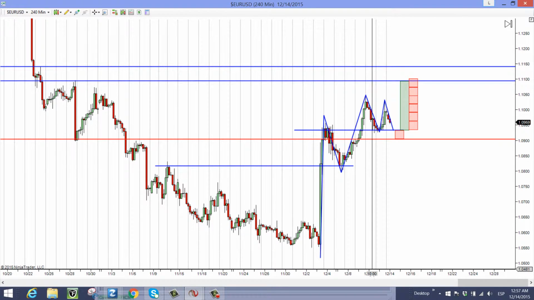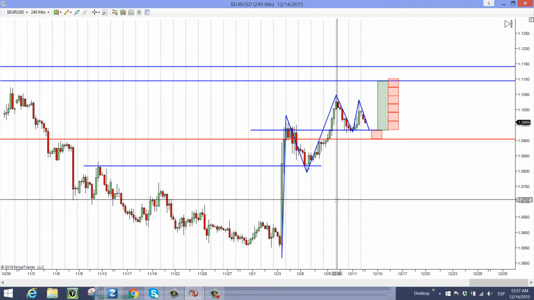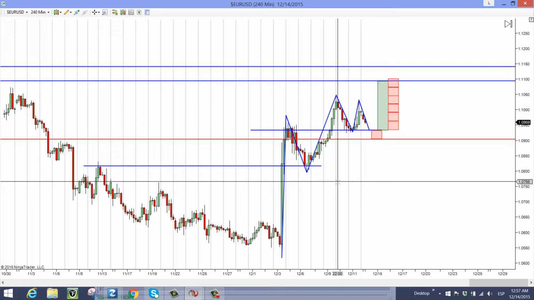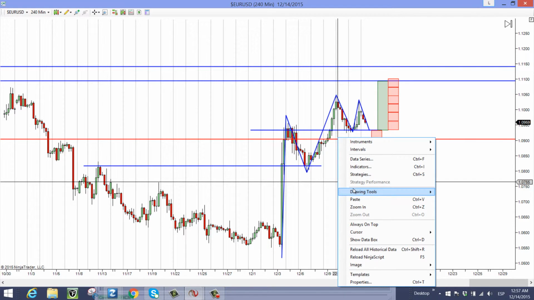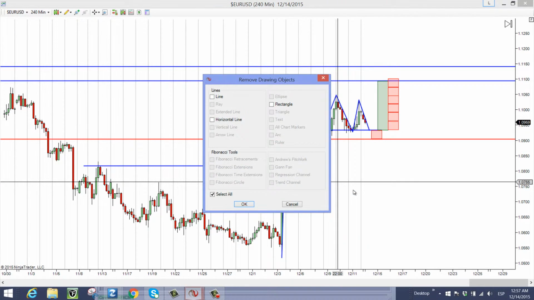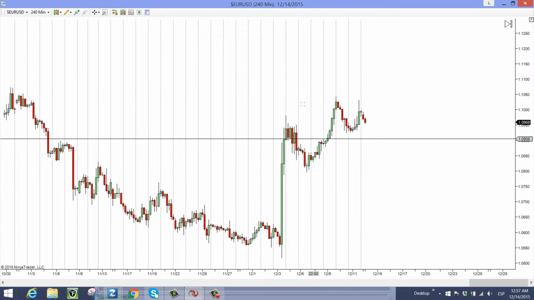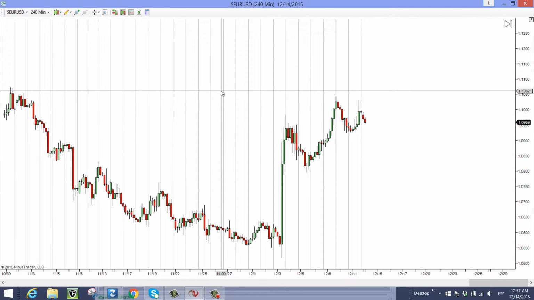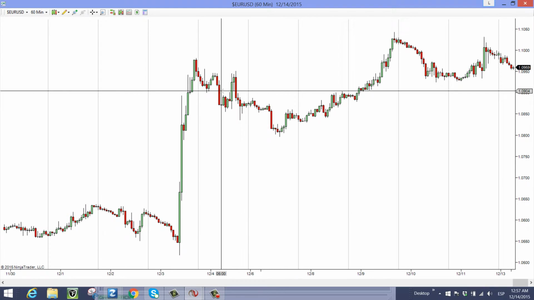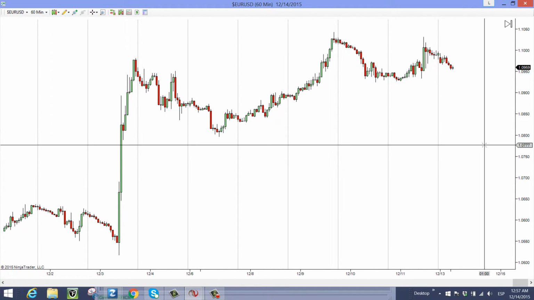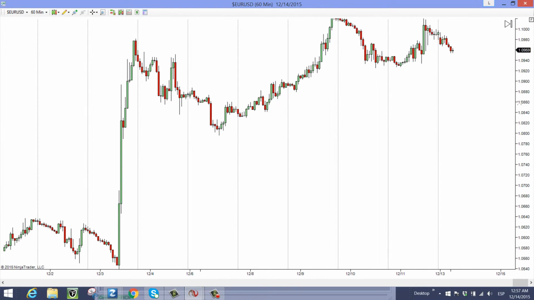Now let's look at a lower time frame. Let's look at the hourly chart and see what we can find there. Give me a minute to delete all this and go to the hourly chart. Okay, here we are. Oh, that was pretty fast.